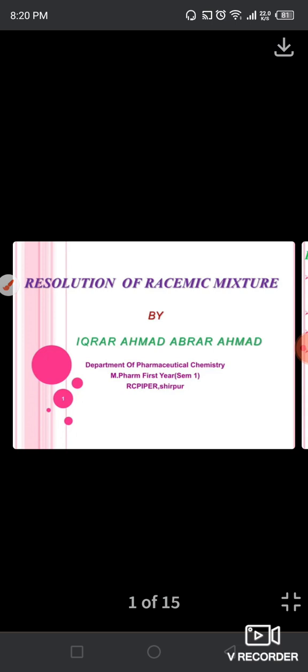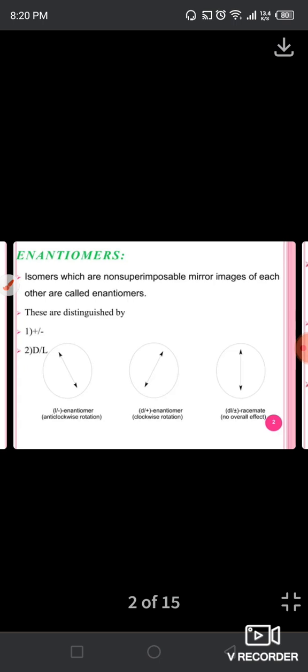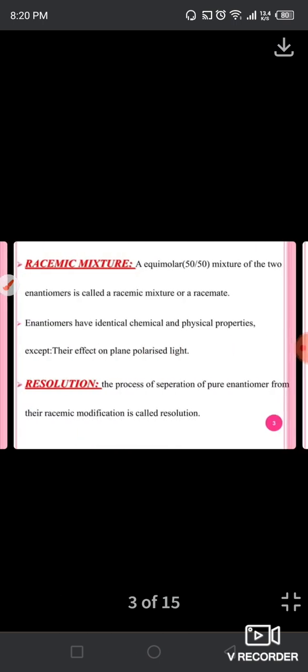In the previous lecture, we discussed what a racemic mixture is and how we prepare it. So, in this lecture, we are going to discuss the resolution of this racemic mixture. First of all, let's see what a racemic mixture is.